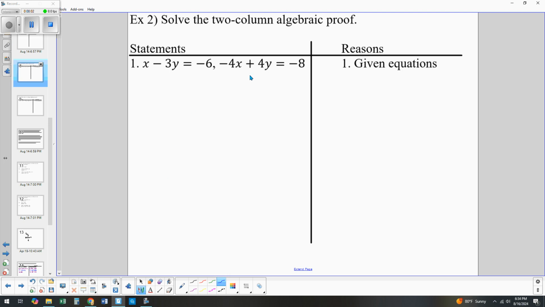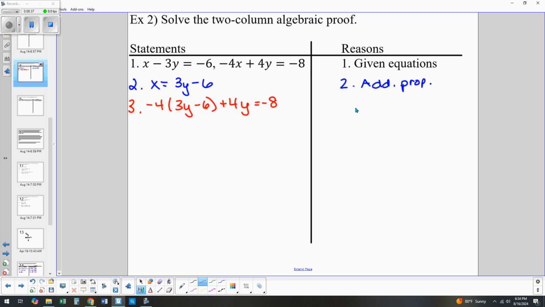So looking at these 2, the one that's going to be easiest to isolate is the x variable in the first equation. So I am going to move the 3y over by adding it using the addition property. So now I have something that x is equal to, and I could take that and plug it into the other equation. So it'll be negative 4, and instead of an x, I'm going to replace the 3y minus 6, plus 4y equals negative 8, and what we just did there was substitution.